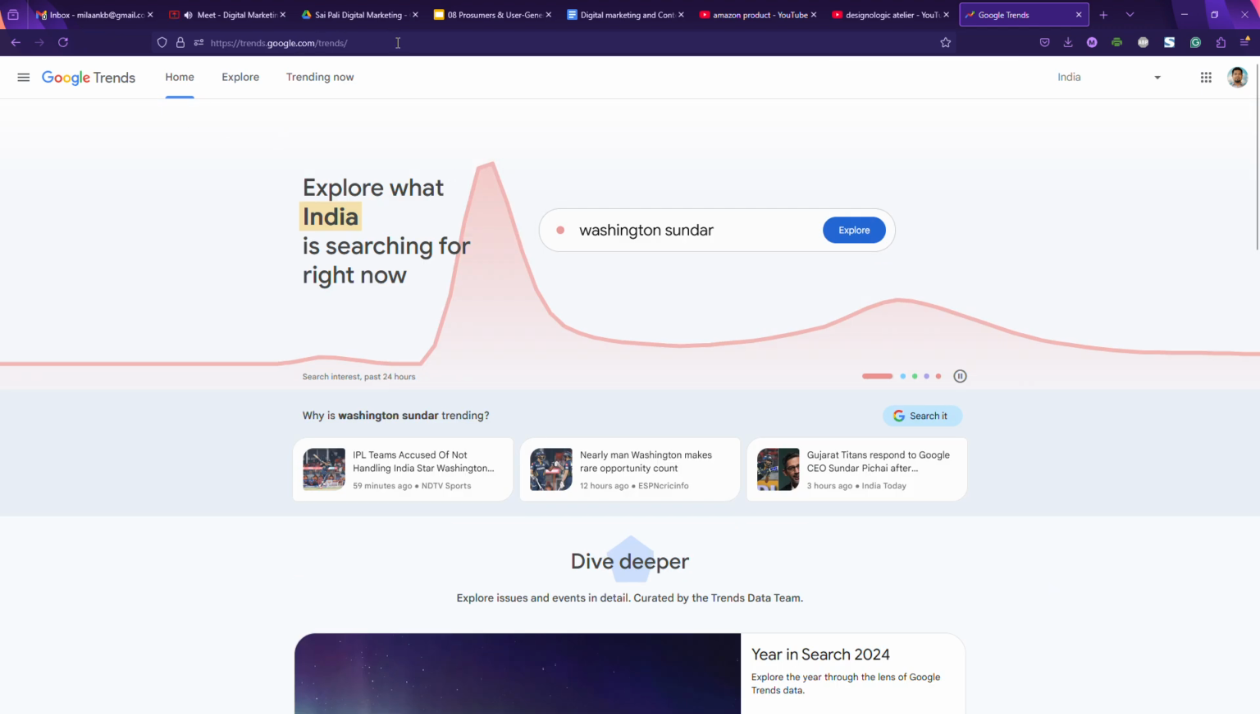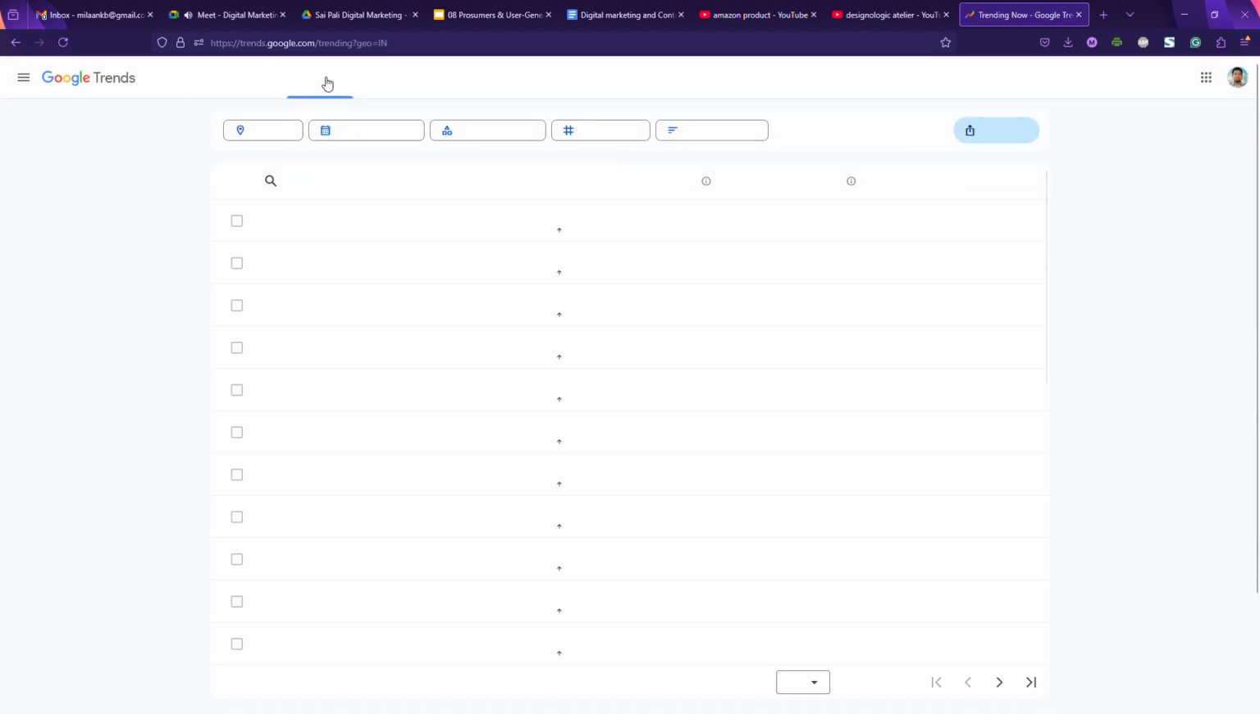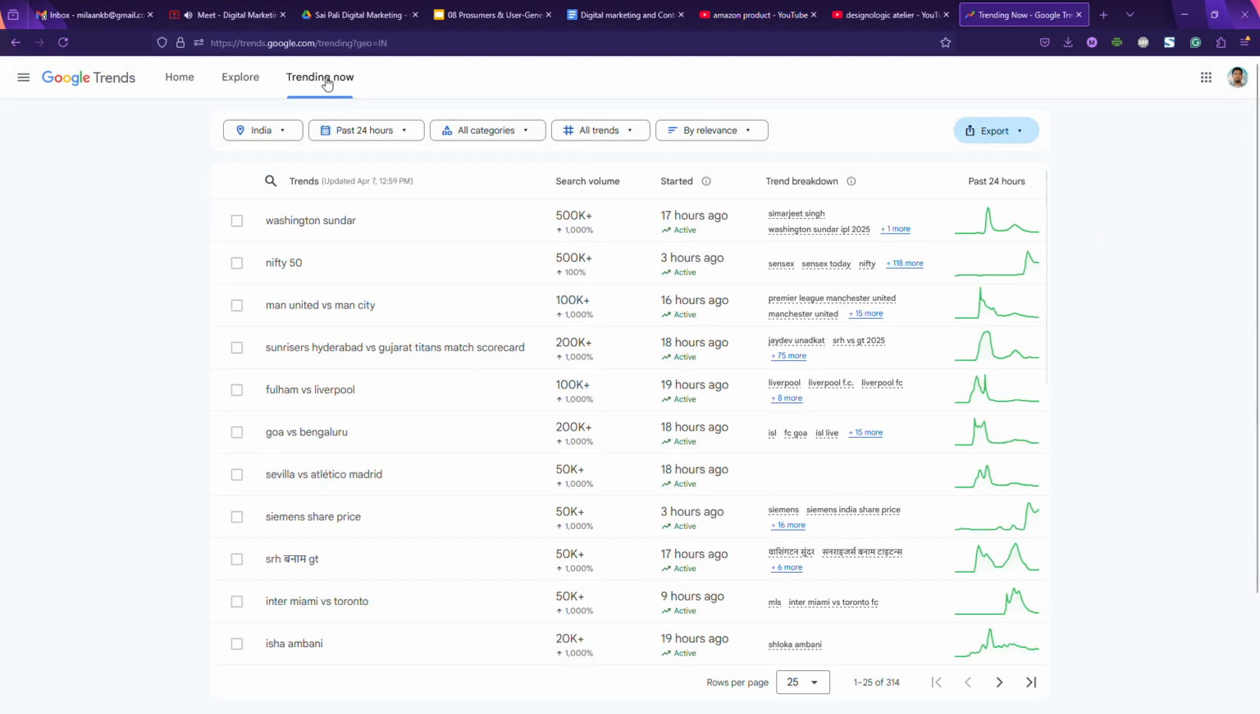So in Google Trends, we can see the trending words on the website, particularly related to Google, like what people are searching using Google. So this is India, past 24 hours, all categories, all trends, sorted by relevance.